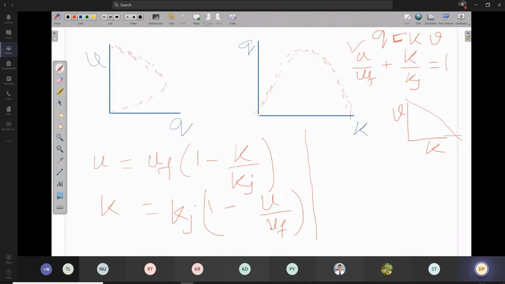Now what is the basic equation? The basic equation is Q equal to K into U, whatever you write. Now you can replace. If you replace U, you will get the relationship between Q and K. To get the relationship between Q and K in this equation, replace U. Or if you want the relationship between U and Q, then replace K.